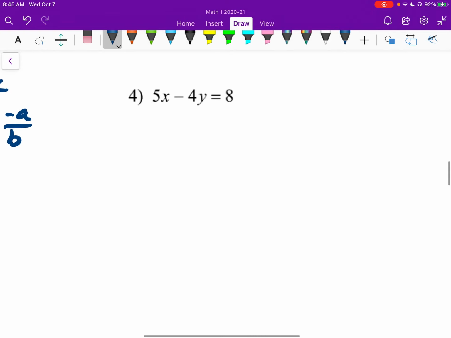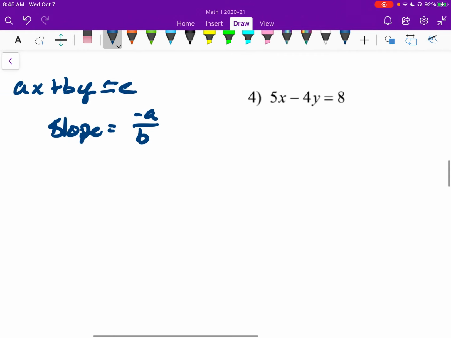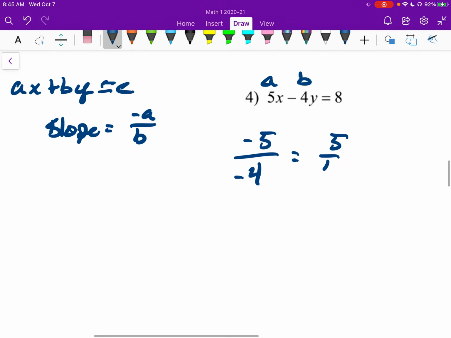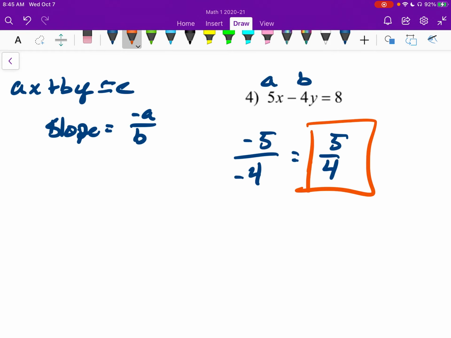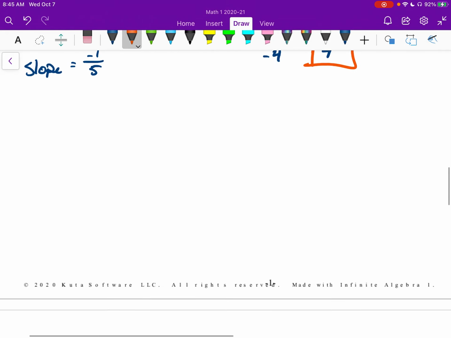All right, number 4. Again, this is in general form. I'm going to make this so we can see our formula there. So here's a, here's b. So we want negative a over b, so negative 5, and then b is negative 4. Negative over negative gives me a positive, so 5 over 4. There we are.